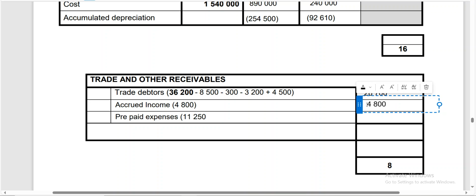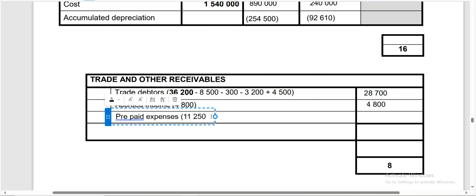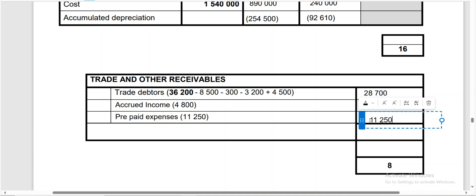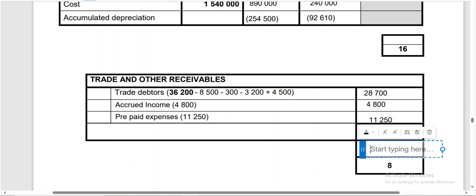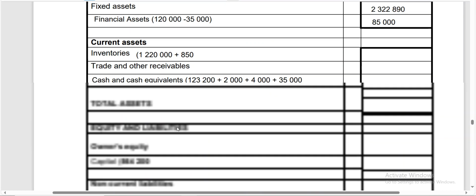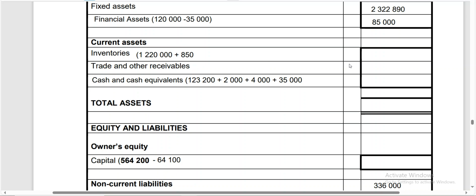And then next, our accrued income was only this 4.8, so I'll put 4.8 here as a total. Now let's check. Our prepaid expense remains 11,250, so that 11,250 will come here, and then we get the total. If we say 28,700 plus 4.8 and then plus 11,250, we are getting 44,750 as a total. I'm going to put it here, 44,750. And then the very same total, 44,750, I'm going to put under trade and other receivables here.